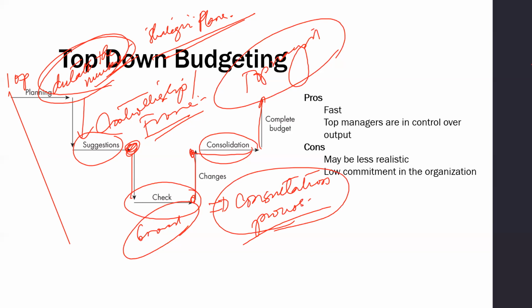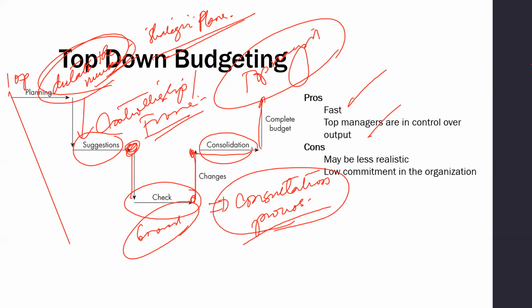What is the advantage of top-down budgeting? Of course, it's fast. Okay? And number two, top managers are in control over the output. No? Because at the end of the day, they are the ones who will be facing the board of directors. Maharap sa board, top management. And the board will ultimately approve the budget anyway in any of these budgeting processes.